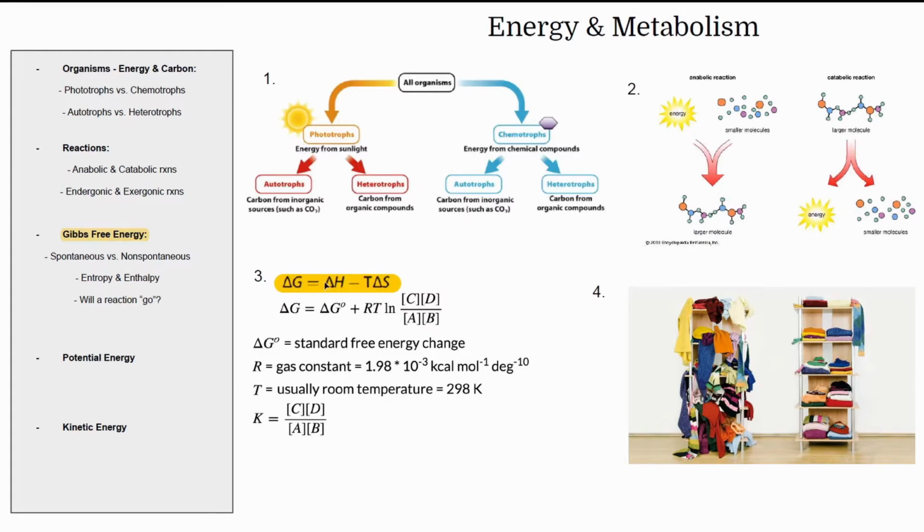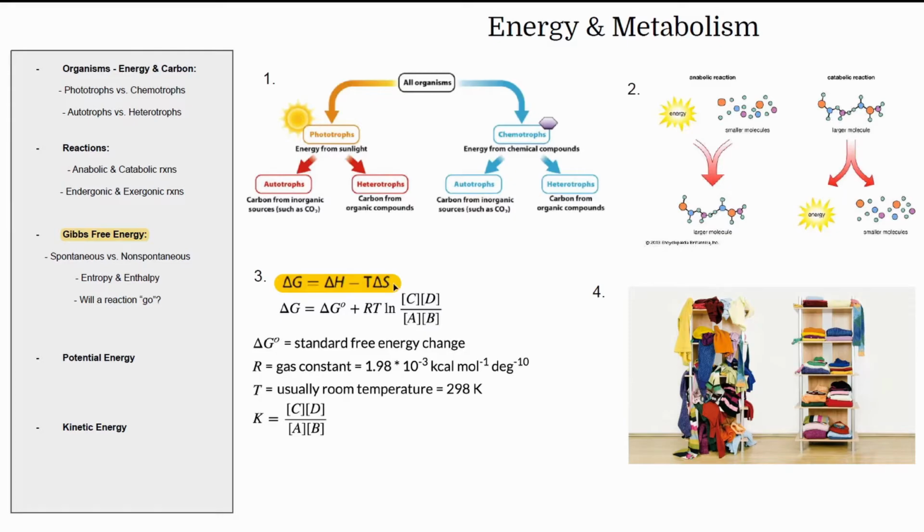Let's look at this equation a little more closely. So as we said, delta G is a change in free energy. This is equal to delta H, which is the change in enthalpy. What this means is the change in heat of the reaction, minus T, which is the temperature, always measured in Kelvin, times delta S. Delta S is the change in entropy.